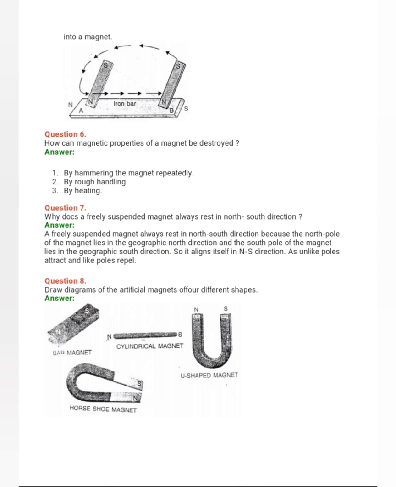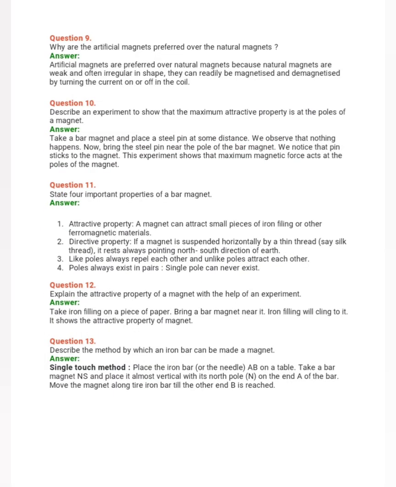Now moving on to question number 9. Why are the artificial magnets preferred over the natural magnets? Answer. Artificial magnets are preferred over natural magnets because natural magnets are weak and often irregular in shape. They can readily be magnetized and demagnetized by turning the current on or off in the coil.